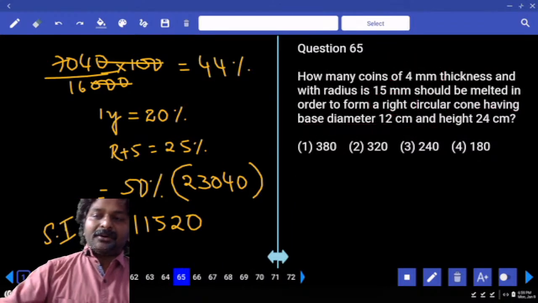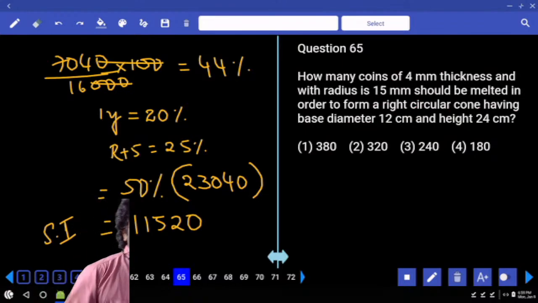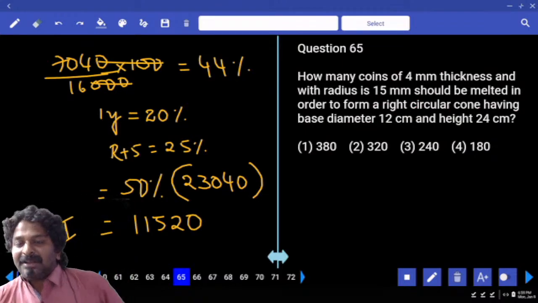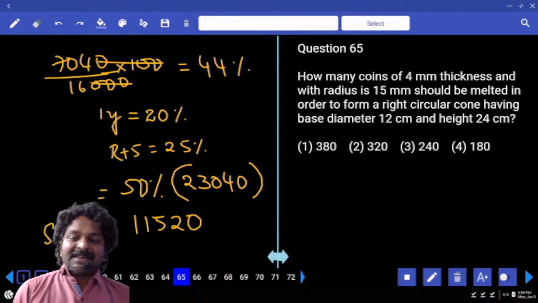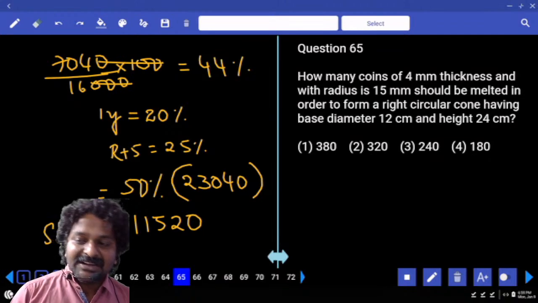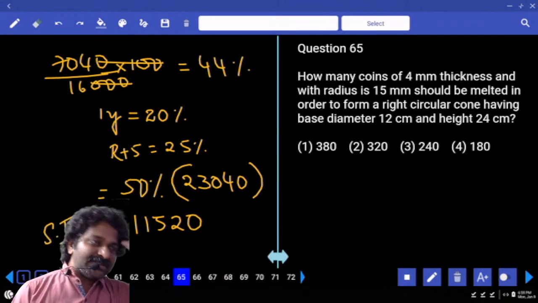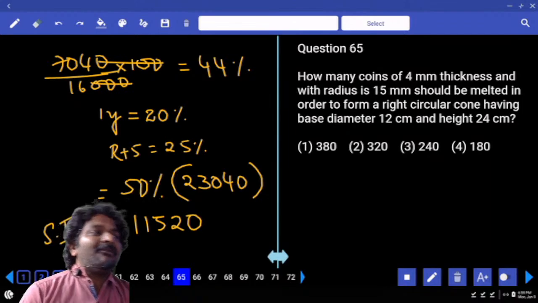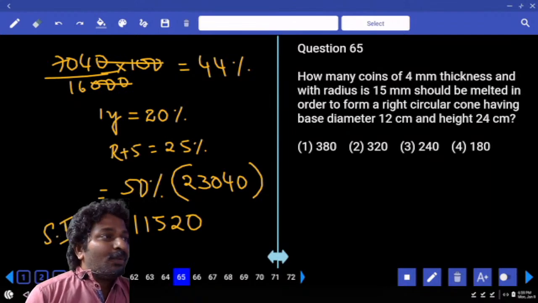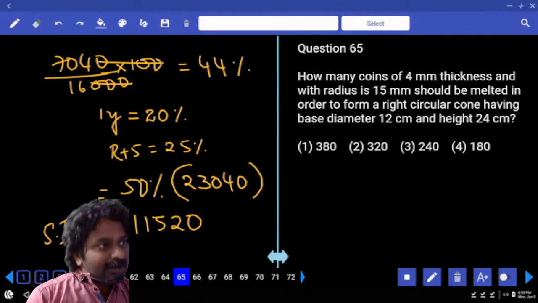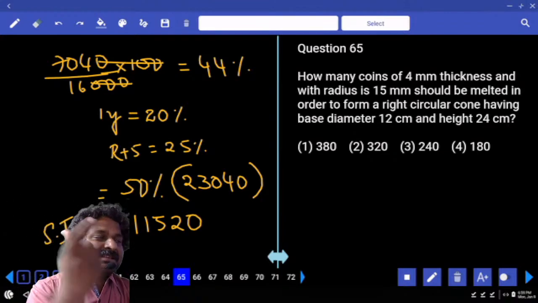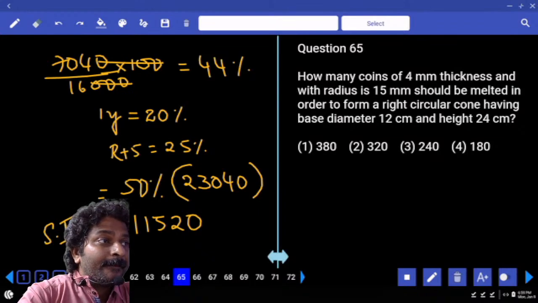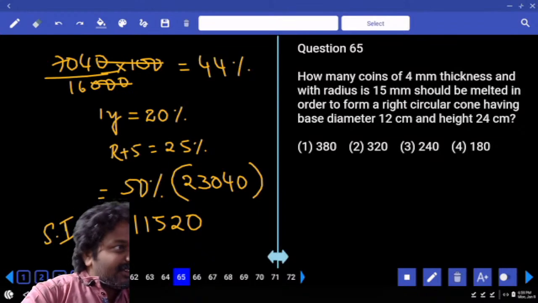How many coins of 4 mm thickness and the radius is 15 mm should be melted in order to form a right circular cone having base diameter 15 centimeters and then height 24 centimeters. So melting, whenever you see this point, melting, what is that you need to compare? Volumes. Volume, correct? If you pick a coin, coin is of which shape? Circle. Thickness unda? Thickness unda coin ki?